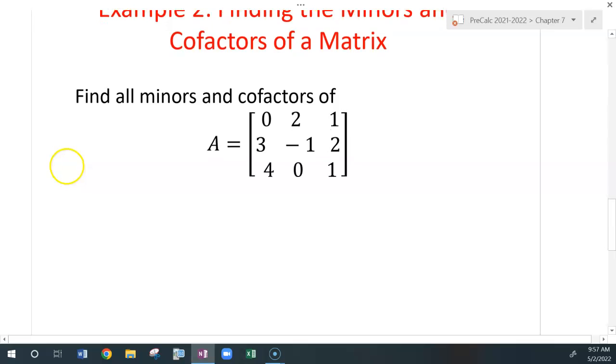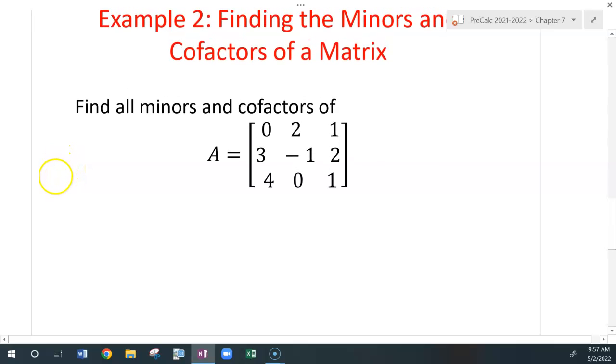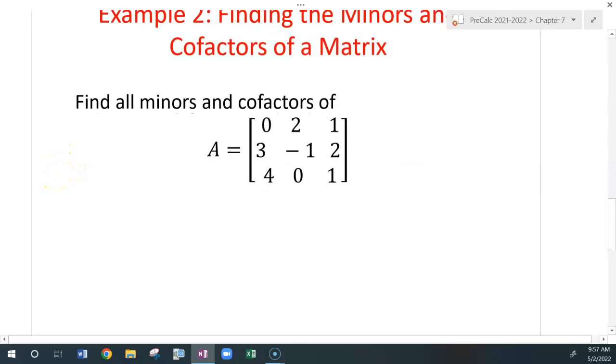The next kind we're going to do is a 3 by 3. And that one involves a little bit of work. First thing you have to do is find what's called the minors and then the cofactors. In this example, we're just going to find the minors and the cofactors. We're not going to go all the way to the determinant. We'll do that in our next example.